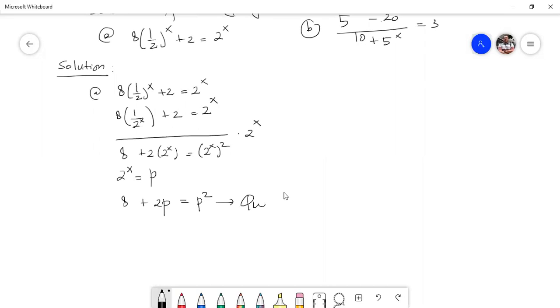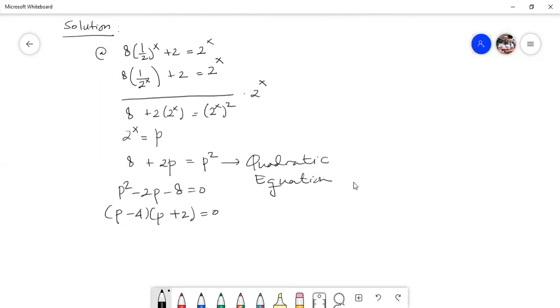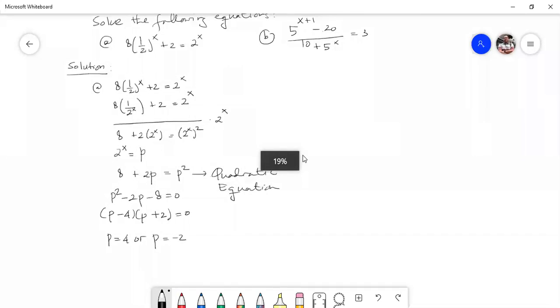This is a quadratic equation, right? Then you can solve this. b squared minus 2b minus 8 equals 0. You can factorize this directly. This becomes (b minus 4)(b plus 2). Then what is b? b is 4 or b is minus 2. What do you think? Are we done?